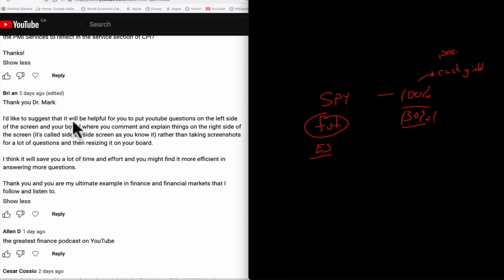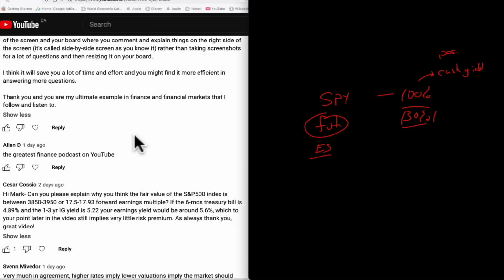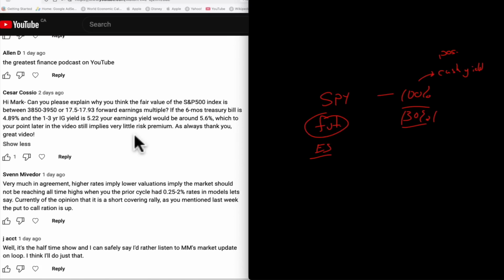There is the comment about split your screen. Let's see. Can you please explain why you think fair value of S&P 500 index is between 38.50 to 39.50? And I think I did earlier using that example of the equilibrium model, that if you assume an equilibrium, 220 at a 16.6 would put you at 37 and change. That if you applied the long-term or even a 1 year CAPM to it, you get to around 39 and change. So you're about 37.50 to 39.50.